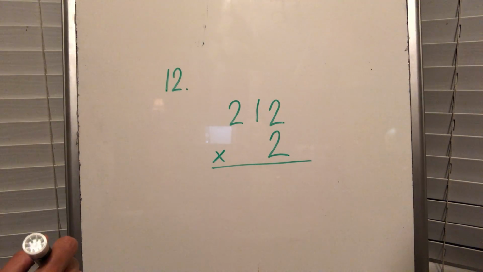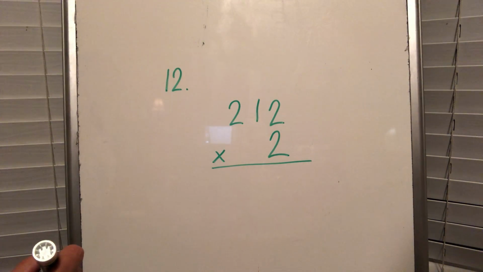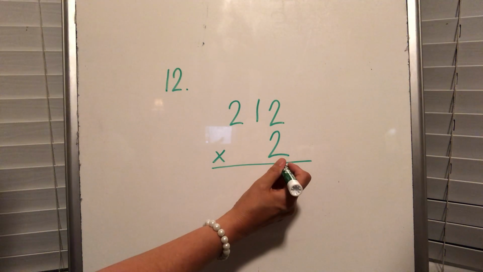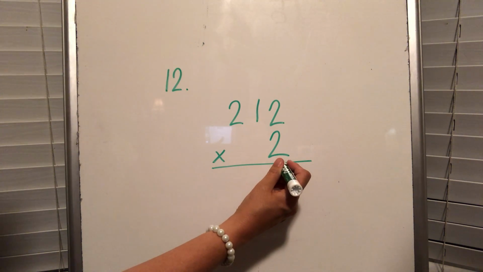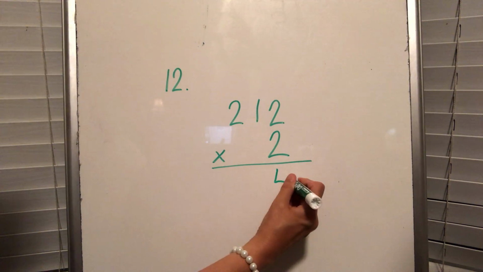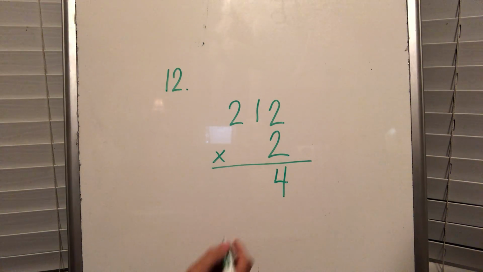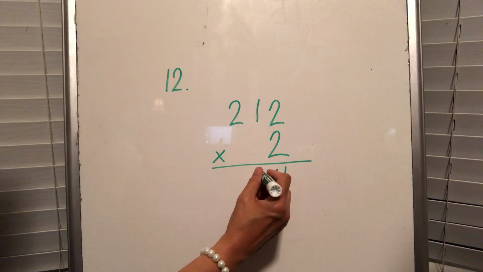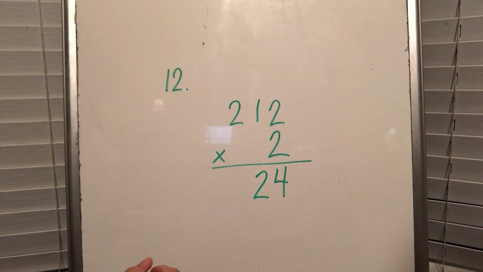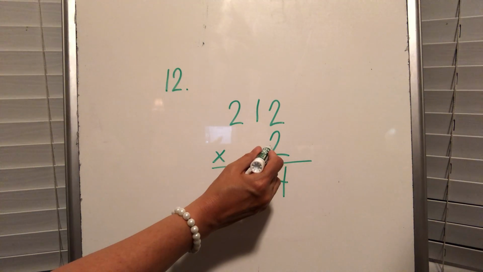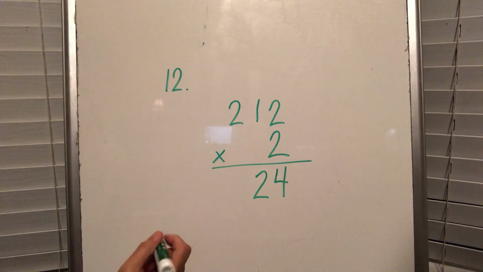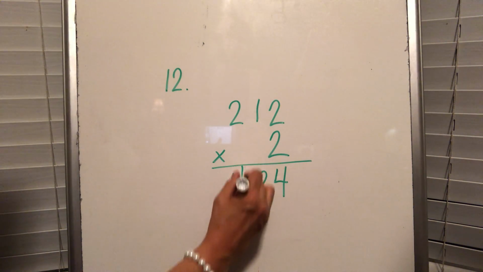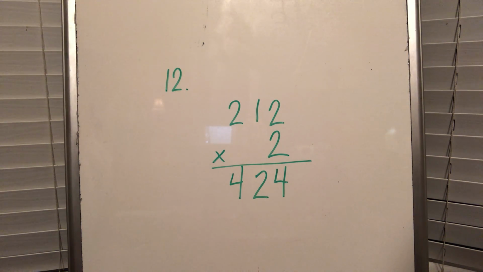All right, number 12, 212 times 2. Again, we'll start in the ones place. You got it. 2 times 2 is 4. We'll multiply now the 2 times the 1 in the tens place, and that is 2, okay? Then we'll finish up with 2 times 2 in the hundreds place, which again is 4. 212 times 2 equals 424.